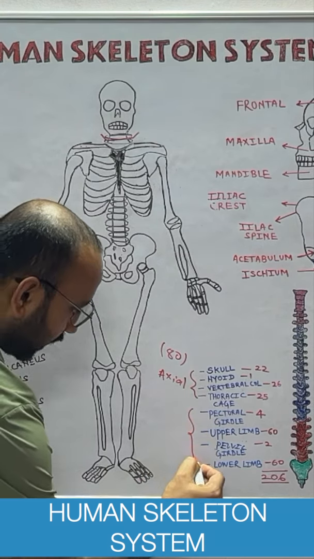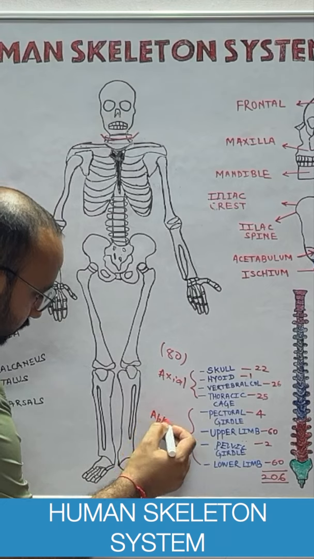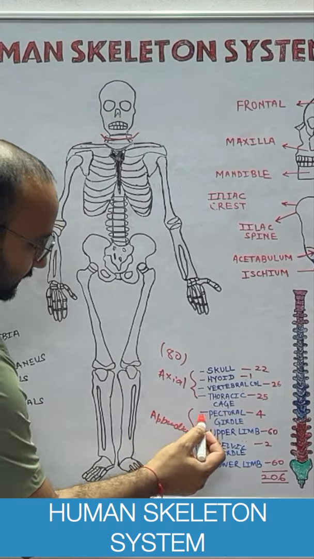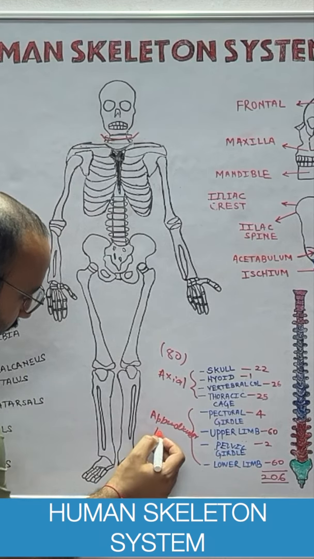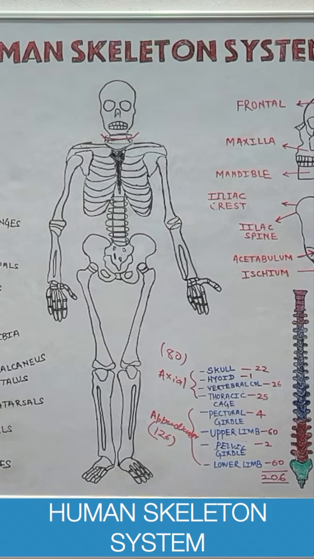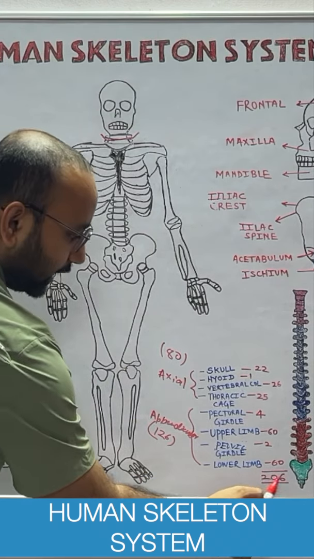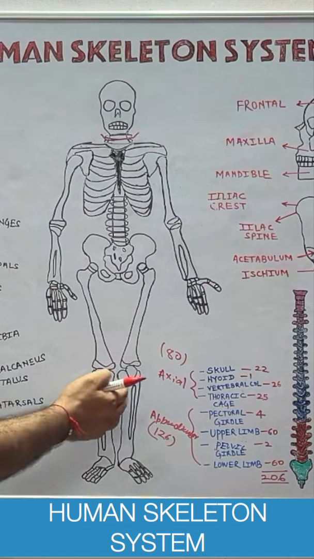Then you have the other 4 parts of the human skeletal system that form the appendicular skeleton. These are the pectoral girdle, upper limbs, pelvic girdle, and lower limbs. If you count the number of bones in the appendicular skeleton, there are 126. So if you add 80 and 126, then 206 bones in total are a part of the human skeletal system. So let us start with the axial skeleton.